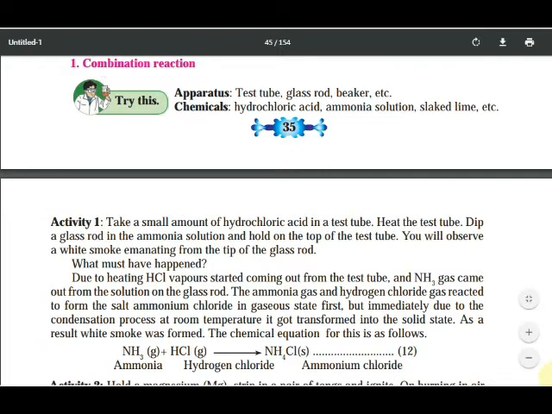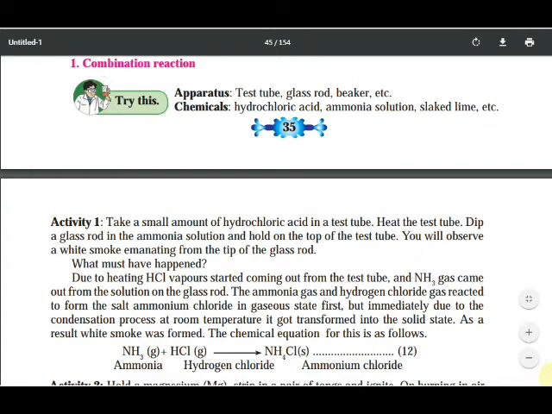Ammonium chloride in gaseous state first, but immediately, due to the condensation process at room temperature, it condenses. Yes or no? And what happens? It got transformed into solid state. What solid state? Ammonium chloride. As a result, white smoke was formed. Why is smoke formed? What are going to come out? Ammonia gas and hydrogen chloride.